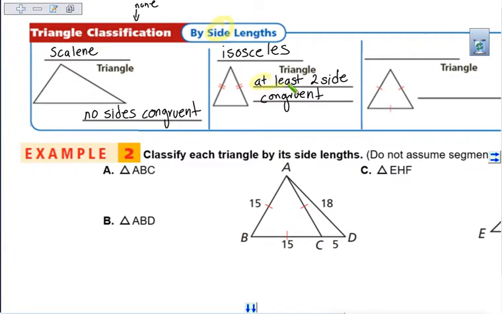Notice that "at least" means it can have more than two sides congruent. Remember, those tick marks going through the sides of the triangle tell us that these sides are congruent. And the last kind is an equilateral triangle. Equilateral triangles have three congruent sides. Now, this is also an isosceles triangle because it has at least two sides congruent.